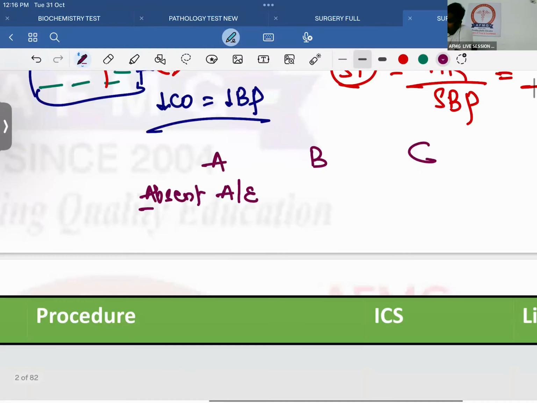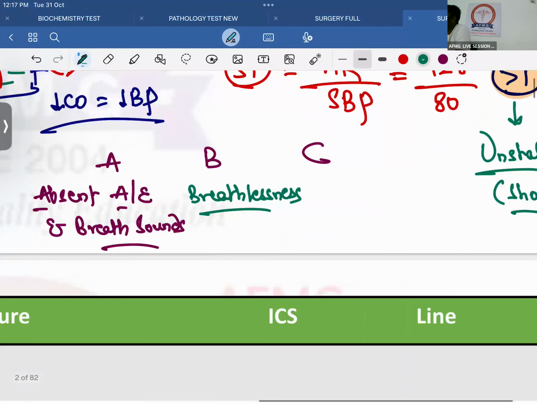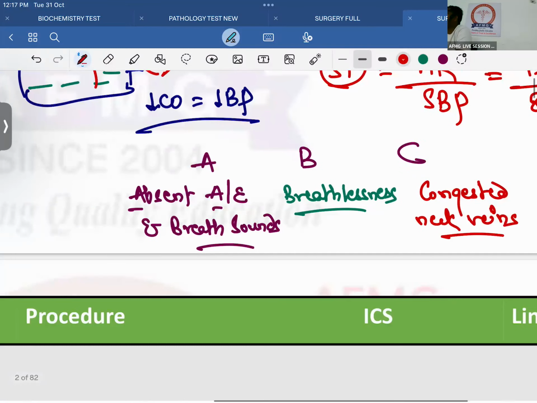B stands for what, beta? As the lung is collapsed, will the patient be able to breathe properly? There will be breathlessness. And definitely C stands for what, beta? If the blood is not able to come inside the heart, all that fills up inside the neck veins. Therefore, there are congested neck veins. So congested neck veins, breathlessness or shortness of breath or a low respiratory rate. What did I say? Breathlessness they can describe in any form. They can say there is low respiratory rate, there is decreasing SpO2, there is shortness of breath, there is respiratory distress.